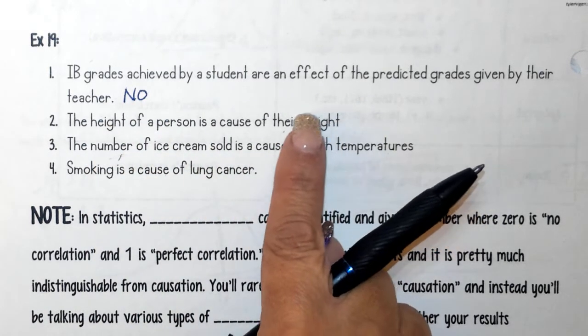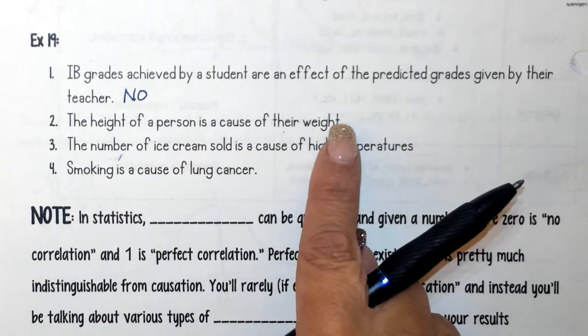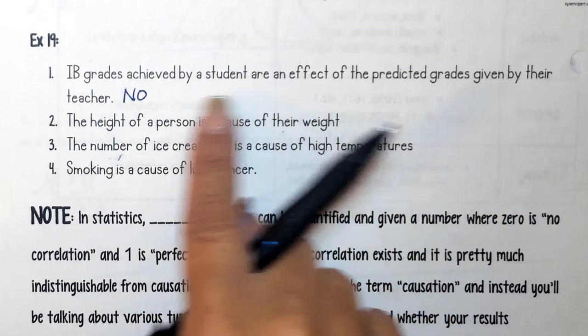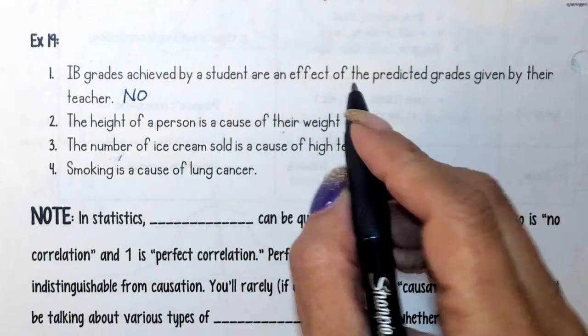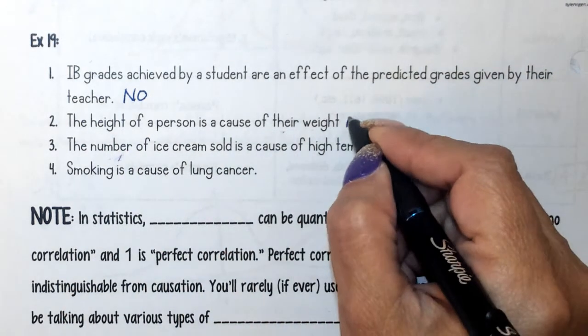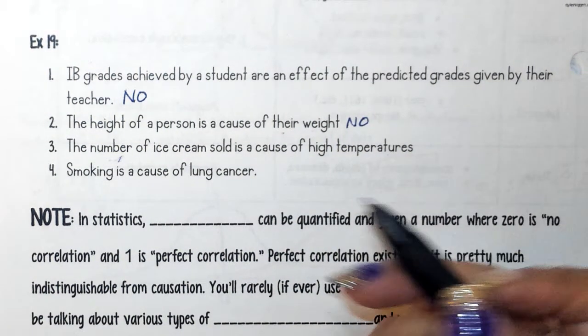But just because you don't weigh very much, does that mean you're tall? Or just because you weigh a lot, does that mean you're short? No. So I'm going to say the height of a person is not the cause of their weight. It does impact it, but it doesn't cause it.